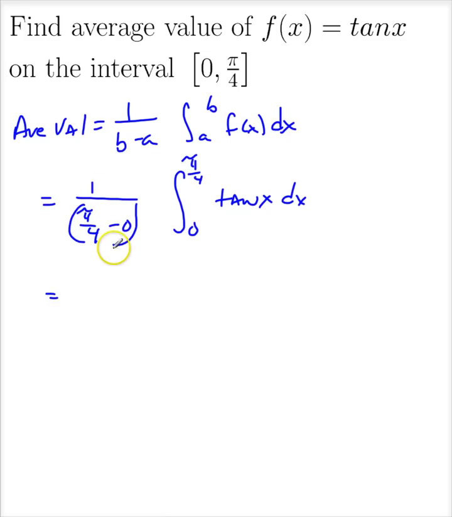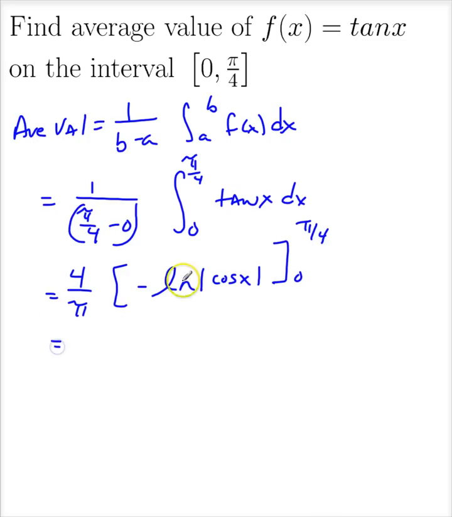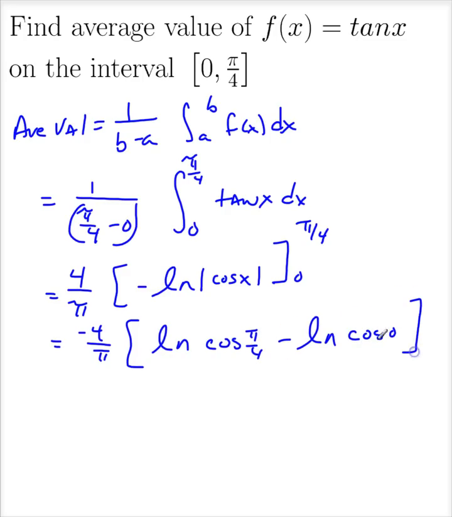So 1 over pi over 4 minus 0 is the same thing as 4 over pi. The integral of tangent is minus the log of the absolute value of cosine of x, evaluated at 0 and pi over 4. So I'm going to factor this out, minus 4 over pi, and this becomes the natural log of the cosine of pi over 4 minus the natural log of the cosine of 0. And I've dropped the absolute values because it's always positive there.